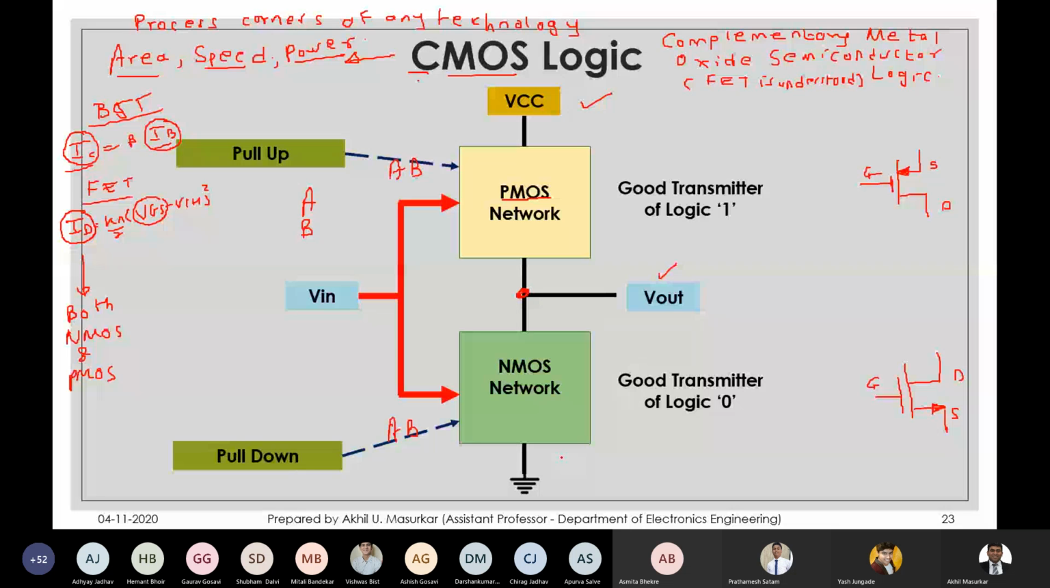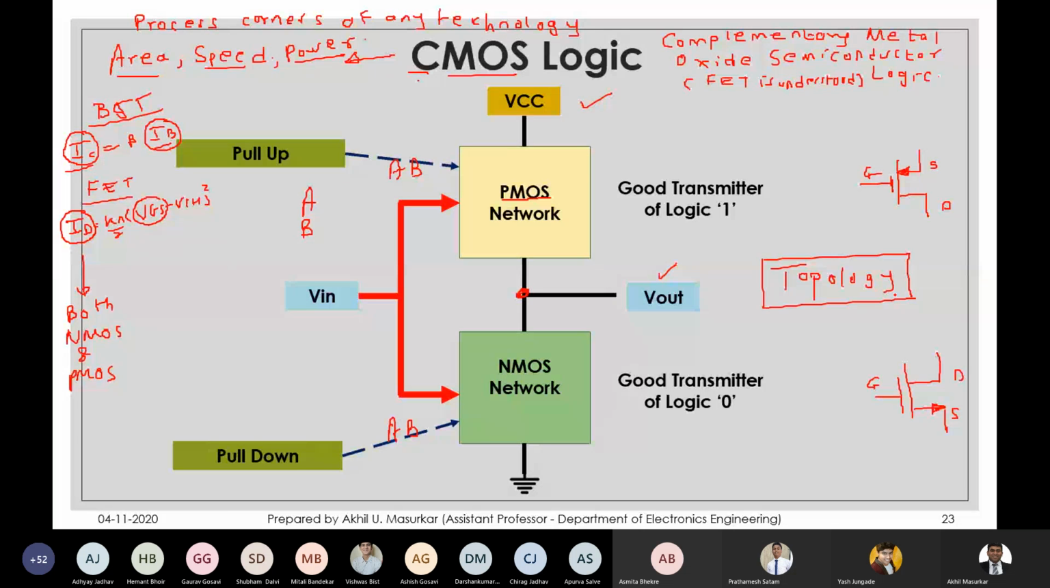The number of inputs going to PMOS and the number of inputs going to NMOS are equal. PMOS is a good transmitter of logic 1 and NMOS is a good transmitter of logic 0. That is why they are connected in pull-up and pull-down respectively. So please draw this circuit for now, the basic topology of the CMOS. This is called topology. All CMOS circuits will look like this.